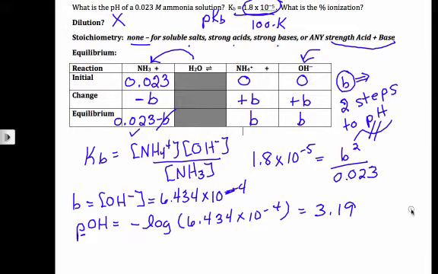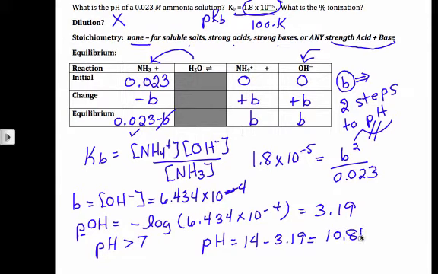Now, it wouldn't be logical to stop here. It asked us for pH, and we expect our pH to be greater than 7 because we have a base. Yes, it's a weak base, but it's still a base. To get our pH, we have to do one more step, 14 minus 3.19, and I get, for my pH for this, 10.81, which indeed is fairly basic. Okay, that's relatively concentrated, all right?